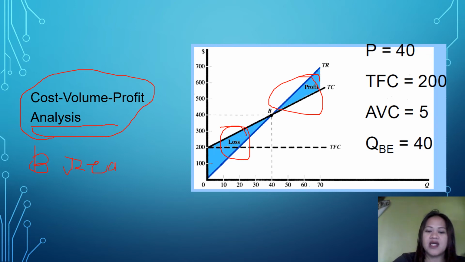Now, what is very important in this kind of analysis is the break even. What is a break even? This is a situation wherein all your costs are already covered by the different sales that you made. So, zero ang profit natin dito. But do we have to earn a revenue at this level? Of course, we earn a revenue. Only the profit is zero.